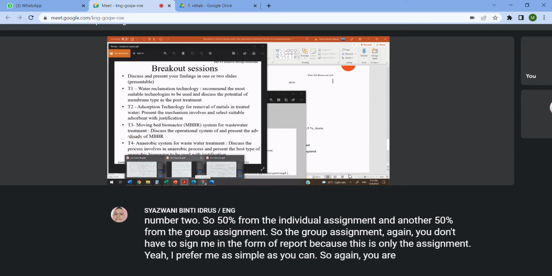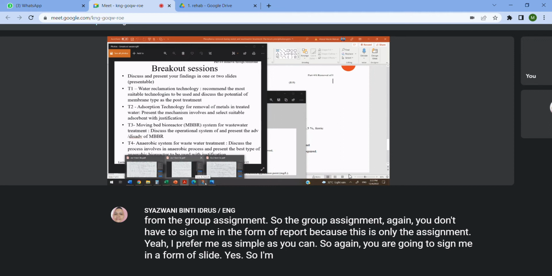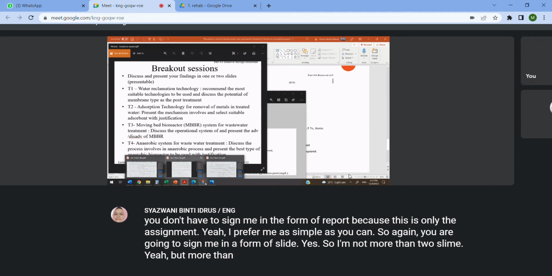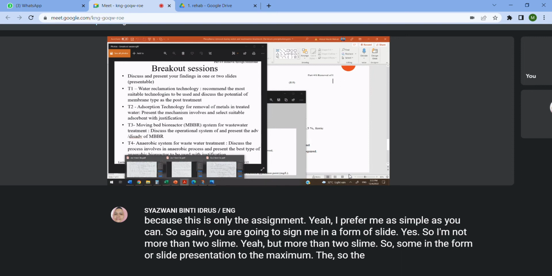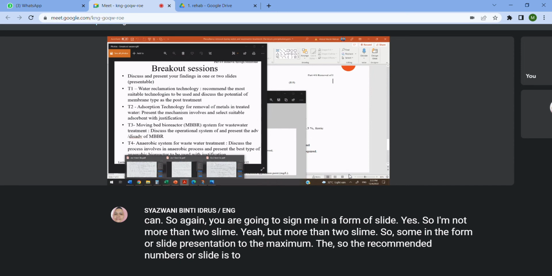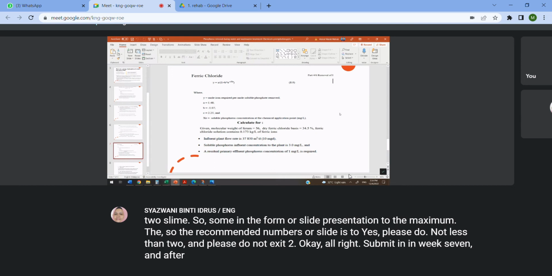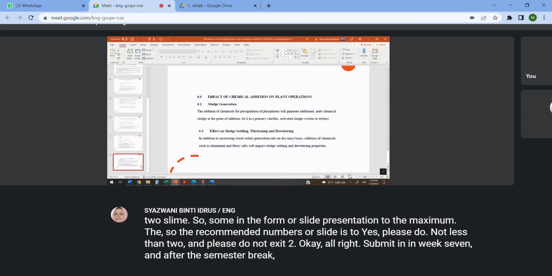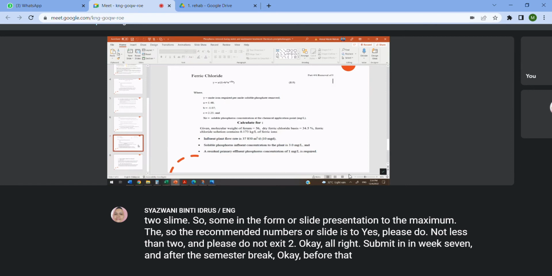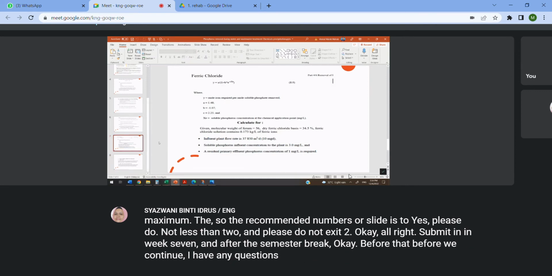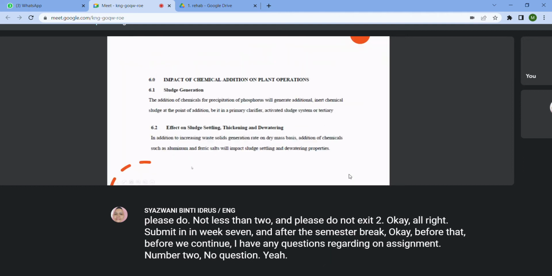So you are going to submit in the form of slides, not more than 2 slides. The recommended number of slides is 2. Please do not go below 2 and do not exceed 2. Submit in week 7, after the semester break. Before we continue, do you have any question regarding assignment number 2? No question? Okay.